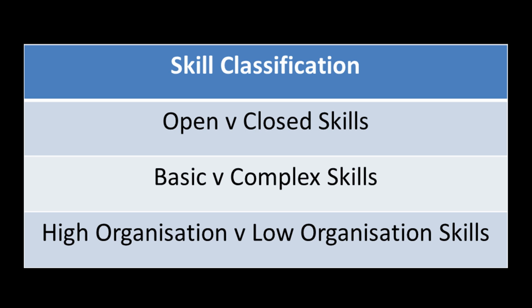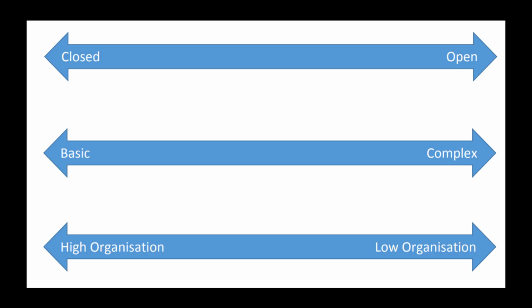All skills can be classified into certain brackets, and we're going to look at open versus closed skills, basic versus complex skills, and high organization versus low organization skills. However, it's important to remember that skills are on a continuum. So sometimes it's very easy to classify a skill, whereas other times it's more difficult. The examples we're going to be looking at are the best examples possible in order to classify a skill accurately.